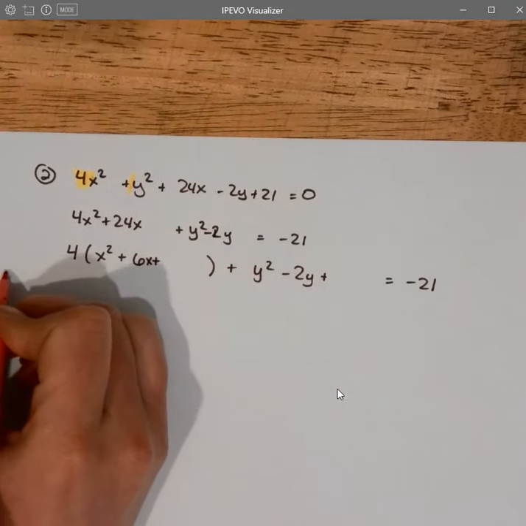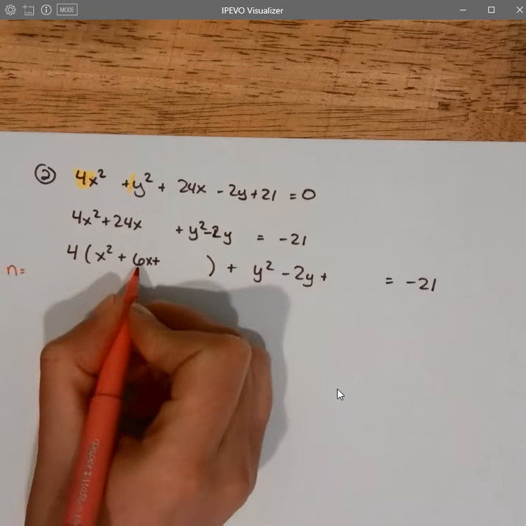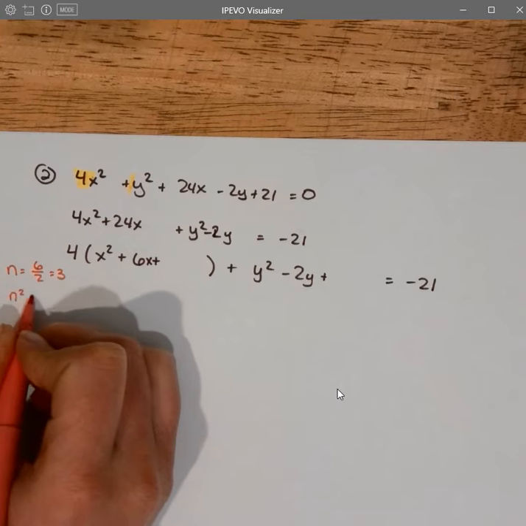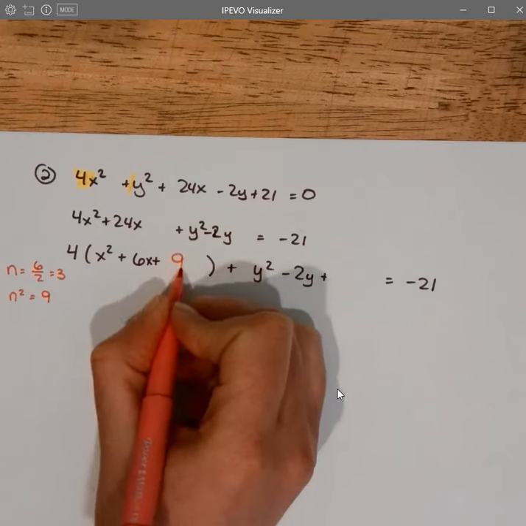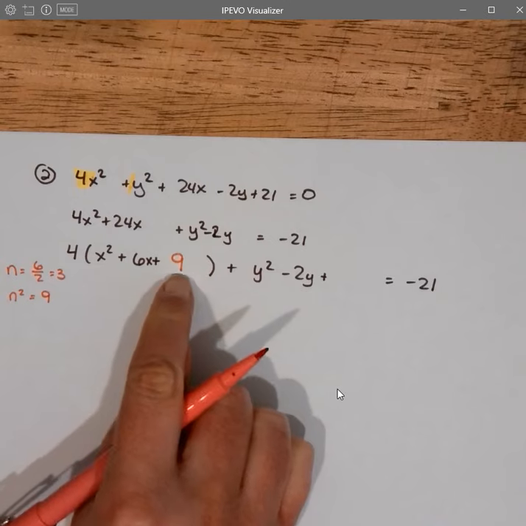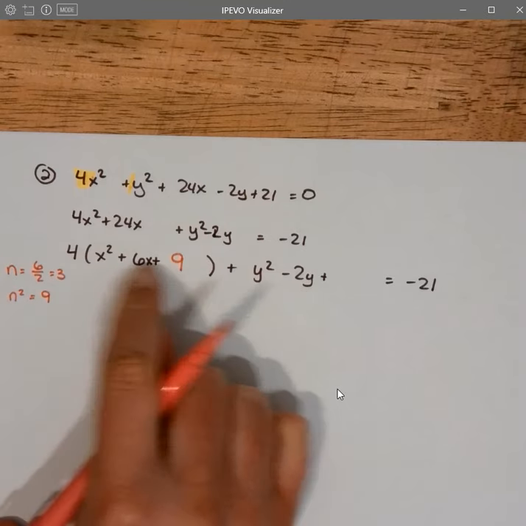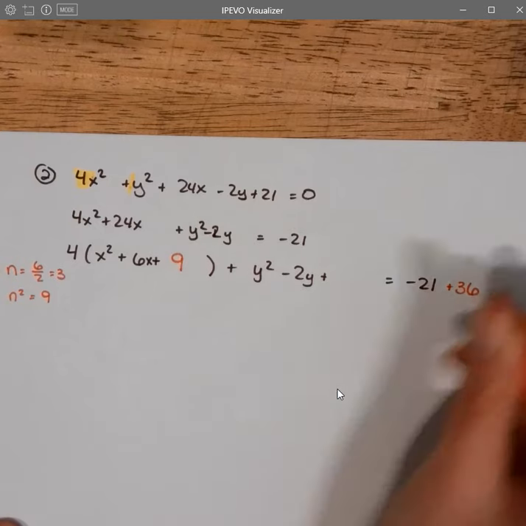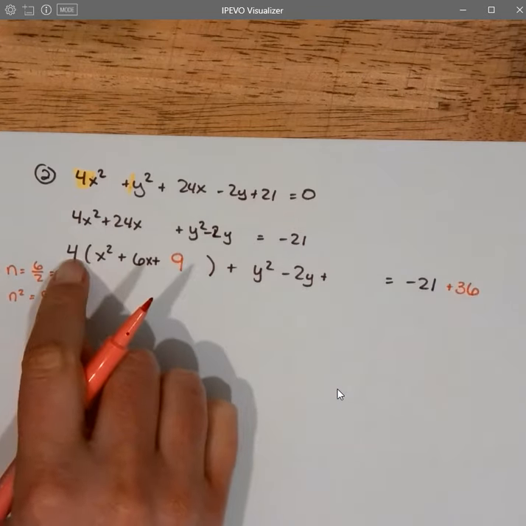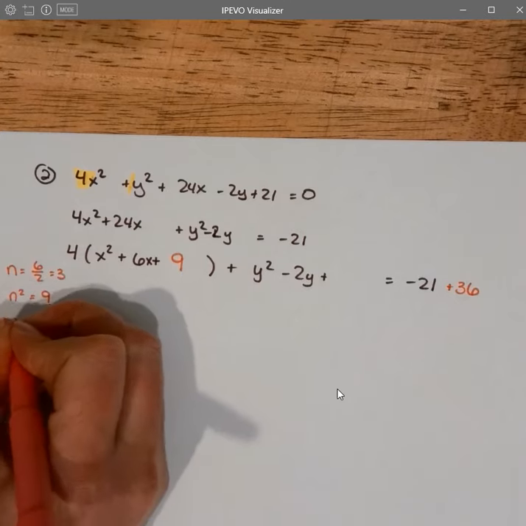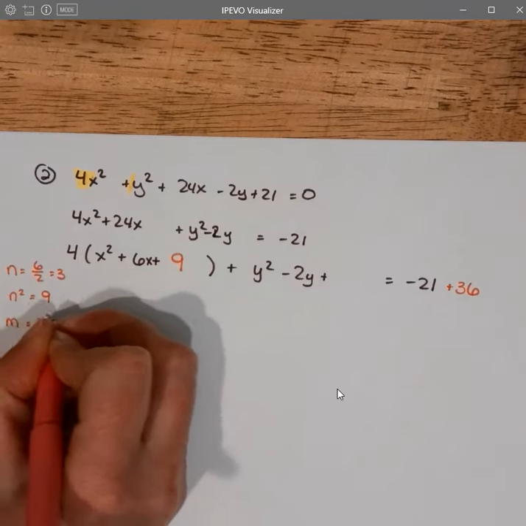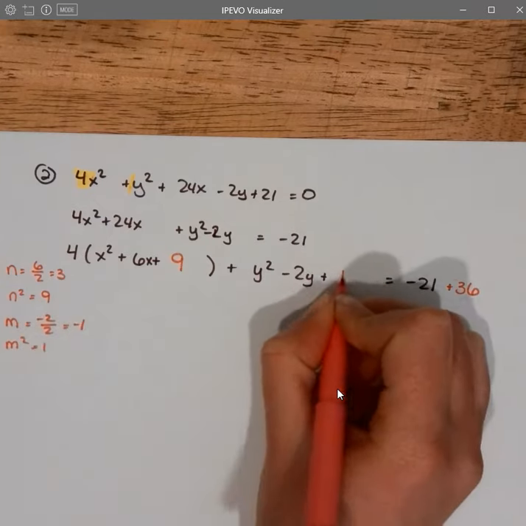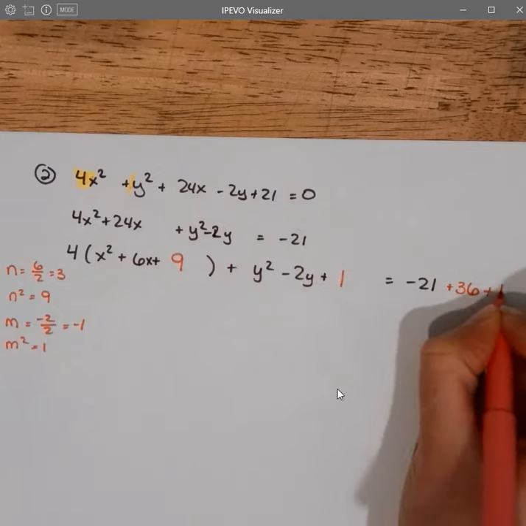All right, so I need to find an n value that is 6 divided by 2, so that's 3, and I'm going to add n squared to both sides, that's 9. Now I'm going to add that to both sides, but this 9 is inside of this parenthesis, so it's really a 4 times 9. It's really a 36. So I'm actually going to add 36 to the other side to compensate for the 9 times 4 is 36 I added on this side. Then for the y, our m value is negative 2 divided by 2, so that's negative 1. And so m squared is 1. I'm going to add 1. It's just 1 times 1 is 1, so I just add 1 on that side.